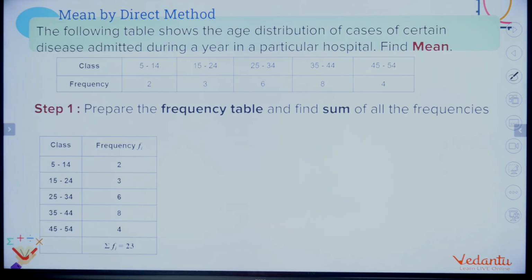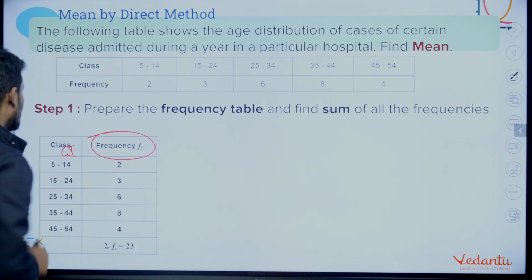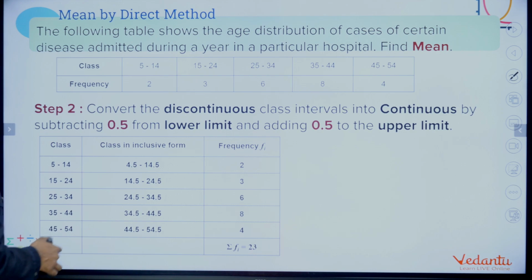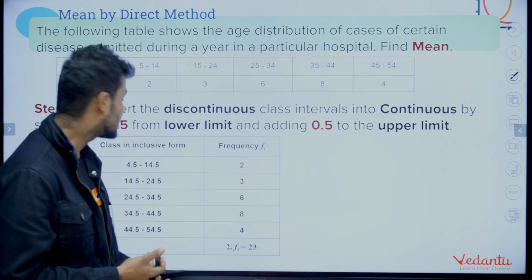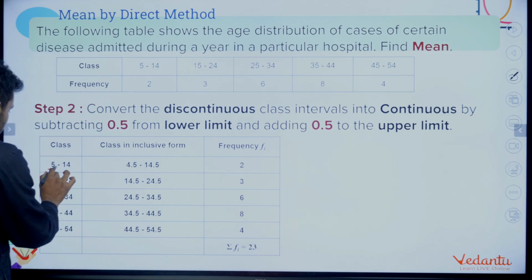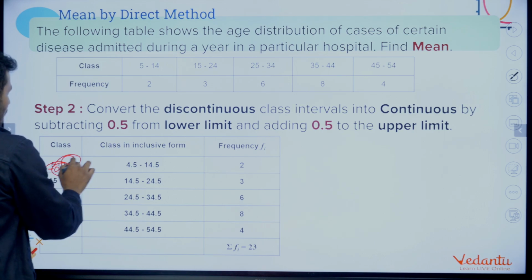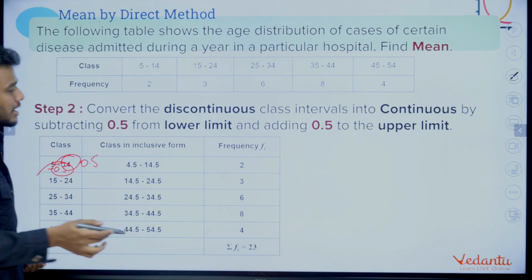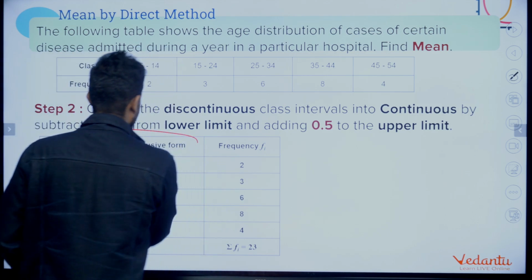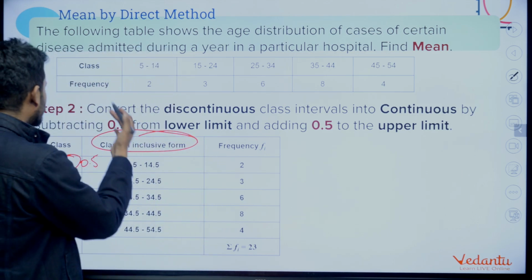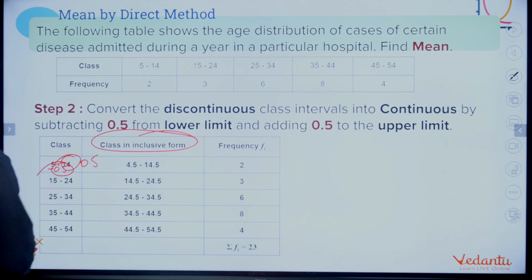How to do this? First, same, prepare the frequency table. We already know this is frequency, this is Ci, class interval. For this, very simple students, for the second step, convert the discontinuous into continuous. How to convert, sir? Simply, for the lower limit, subtract 0.5, and for the upper limit, add 0.5. Simple. Then you get the class in inclusive form. It converts non-continuous to continuous.